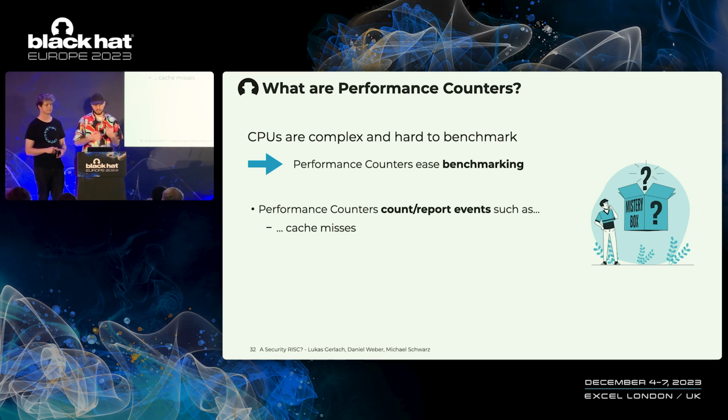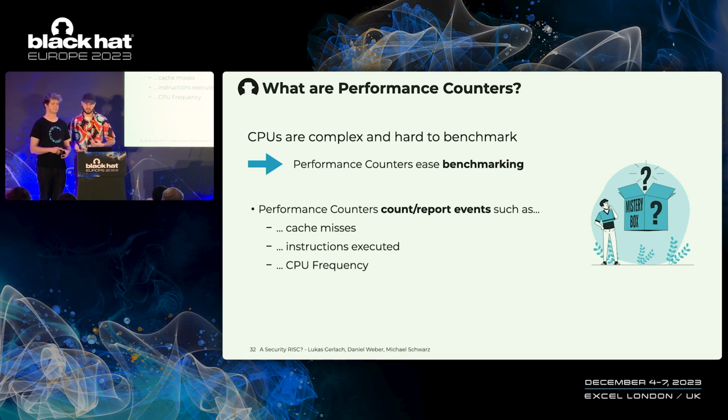You also see instructions that are executed, or instructions that retire. And you can also monitor things like the CPU frequency, which you might remember from the Collide and Power talk, where this was basically used to get an unprivileged interface into the power consumption of the CPU. Okay, that sounds quite nice. Benchmarking is cool, it makes our code run faster.